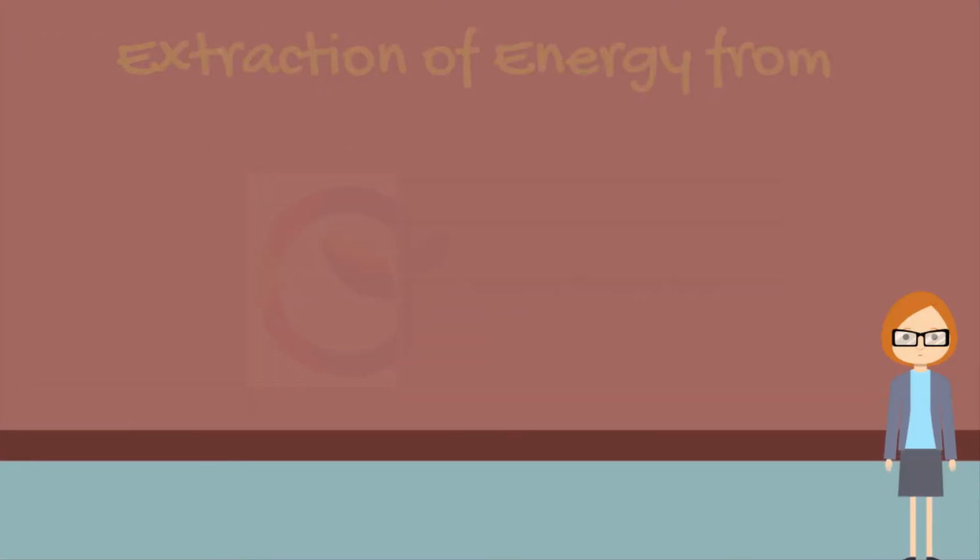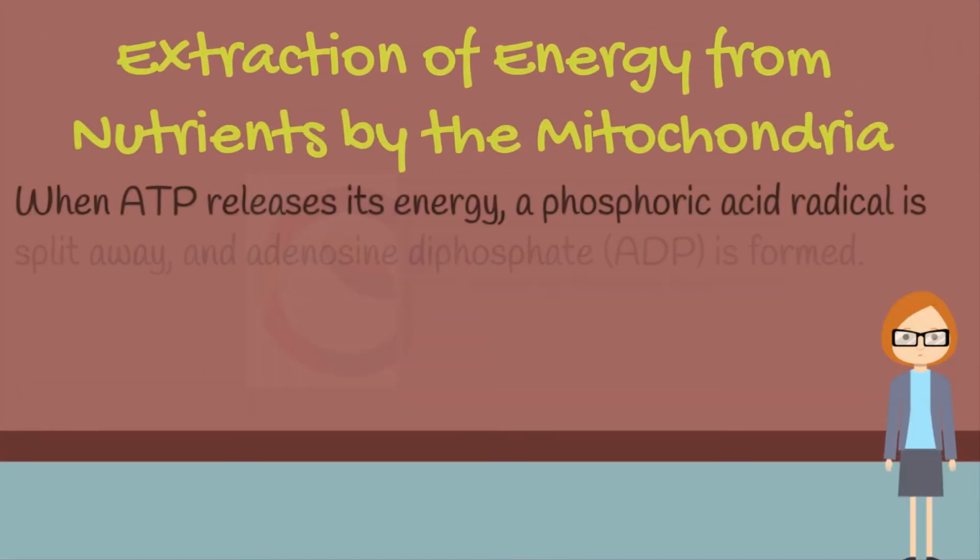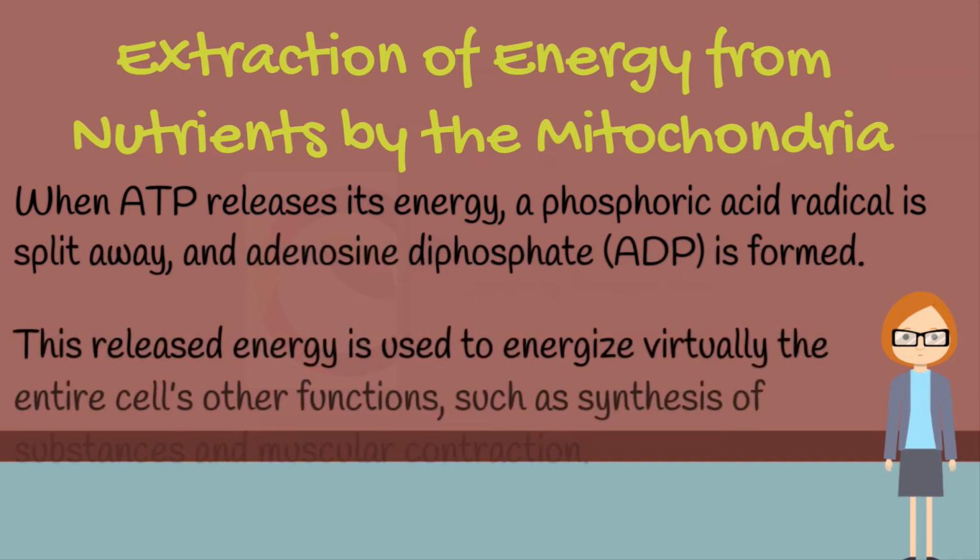When ATP releases its energy, a phosphoric acid radical is split away, and adenosine diphosphate, or ADP, is formed. This released energy is used to energize virtually the entire cell's other functions, such as synthesis of substances and muscular contraction.